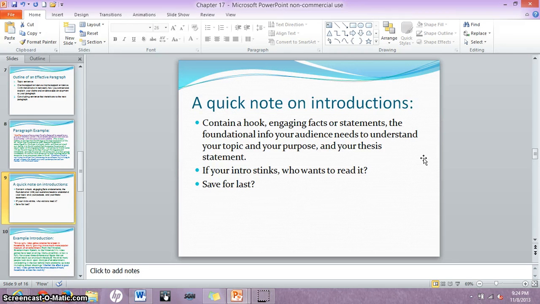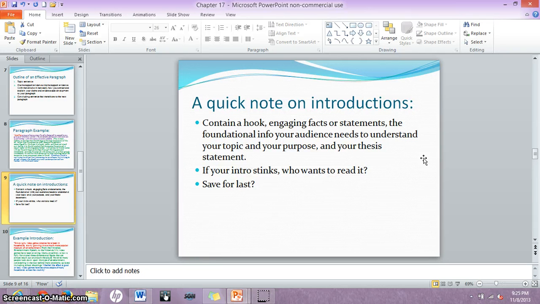I'm wondering what my last bullet is there. Should you save it for last? Introductions are extremely hard to write. They're the hardest thing for me to write, hands down. And it's not because I don't know what my focus is. That's what you have to be careful about. You have to know what your thesis is before you write your paper. But sometimes writing your introduction can be extremely difficult.